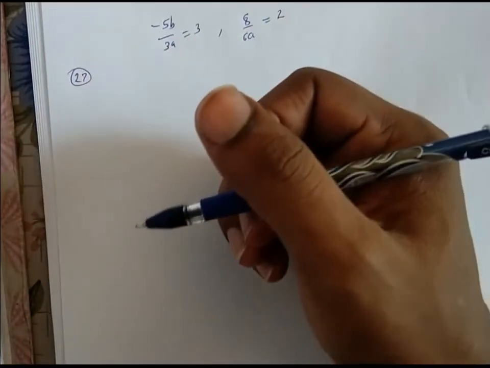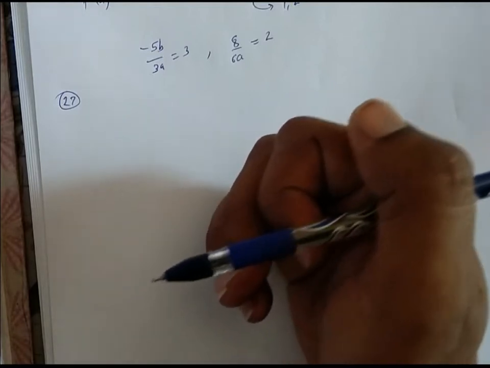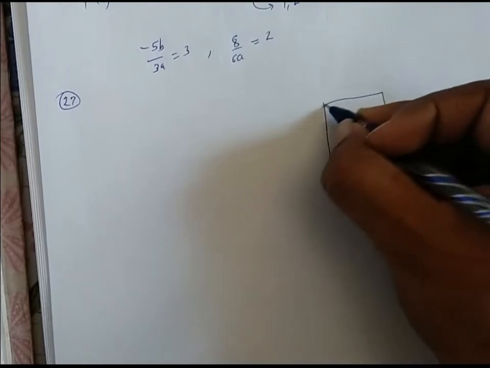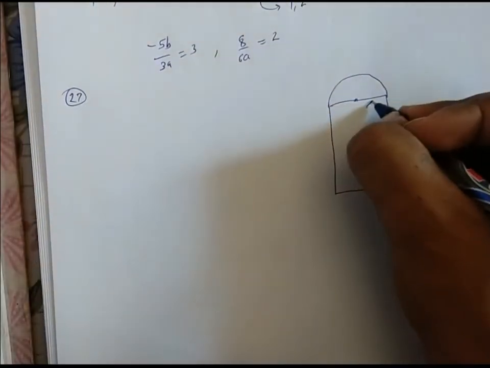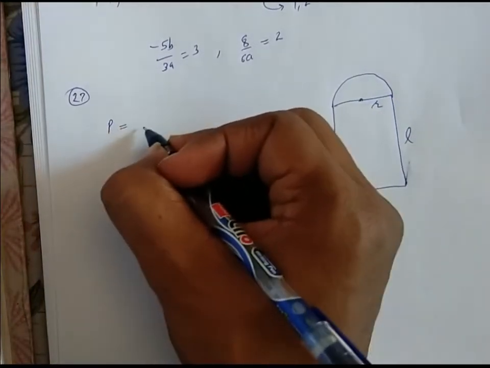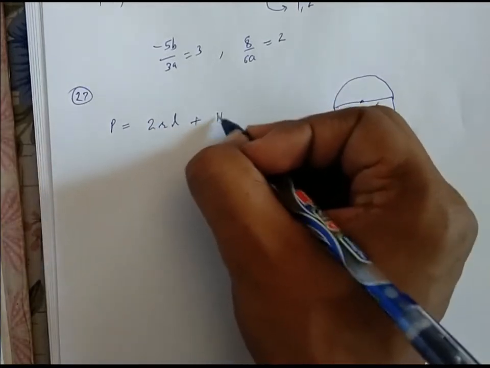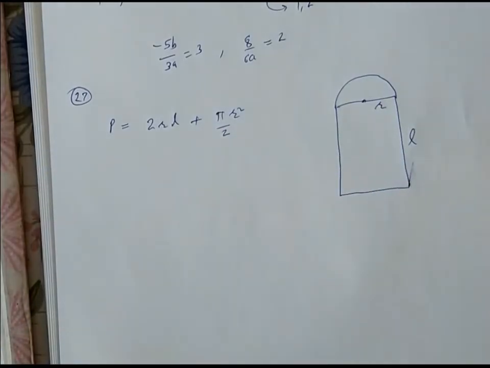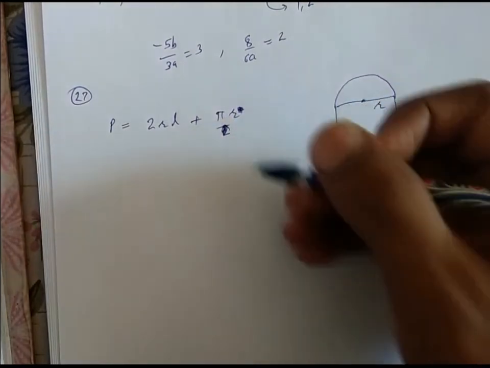So there is a window pane of fixed perimeter in the form of a rectangle surmounted by a semicircle. So let this radius be r and this length be l. So perimeter would be 2rl plus pi r square by 2. Sorry, pi r. We need to write the perimeter.